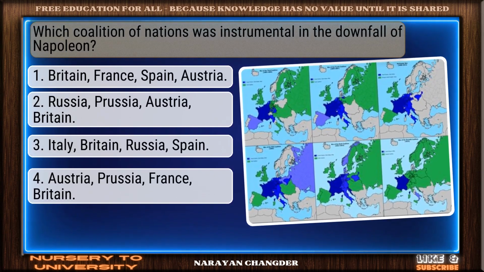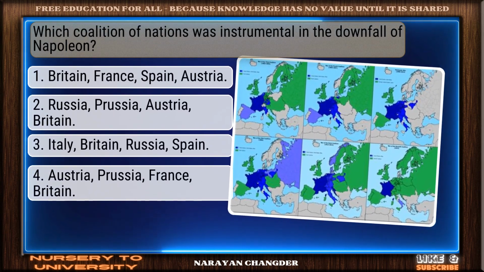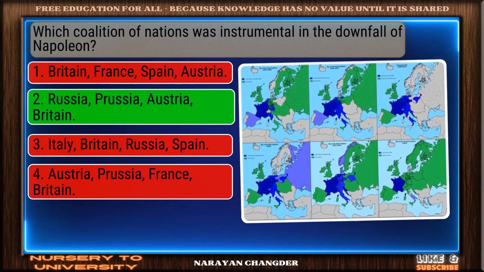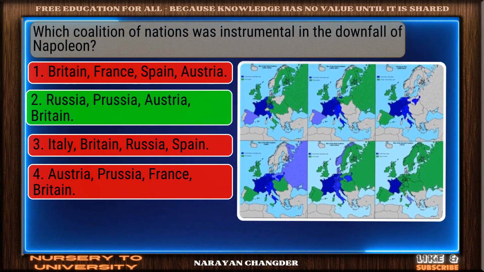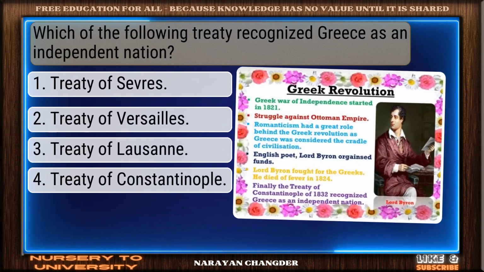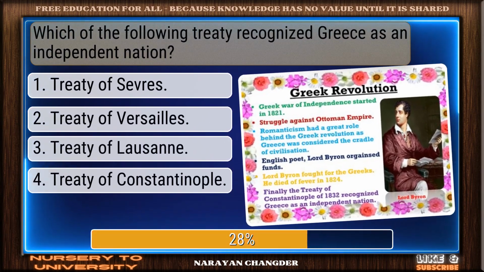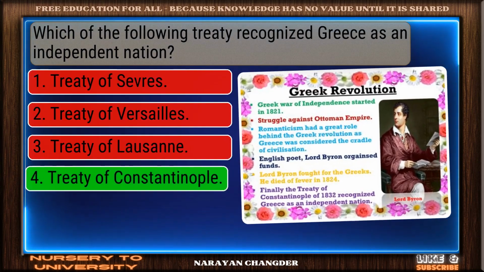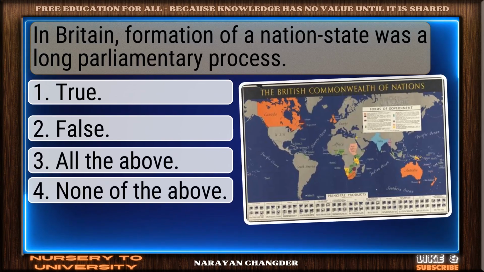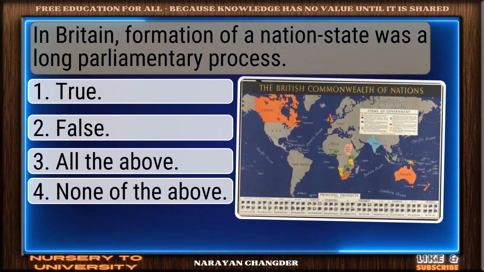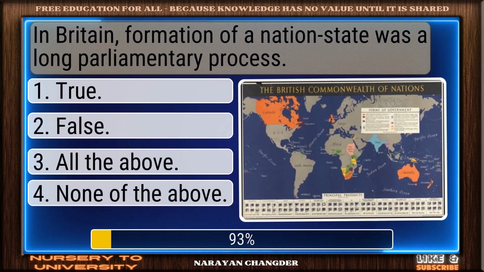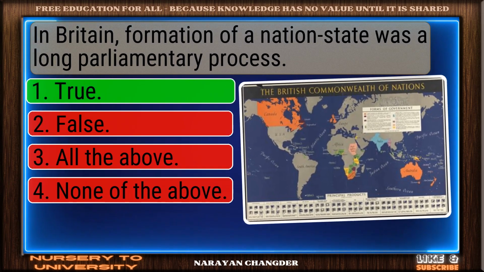Which coalition of nations was instrumental in the downfall of Napoleon? Correct. Russia, Prussia, Austria, Britain is spot on. Which of the following treaties recognized Greece as an independent nation? Well picked. Treaty of Constantinople is correct. In Britain, formation of a nation-state was a long parliamentary process. You got it. True fits.